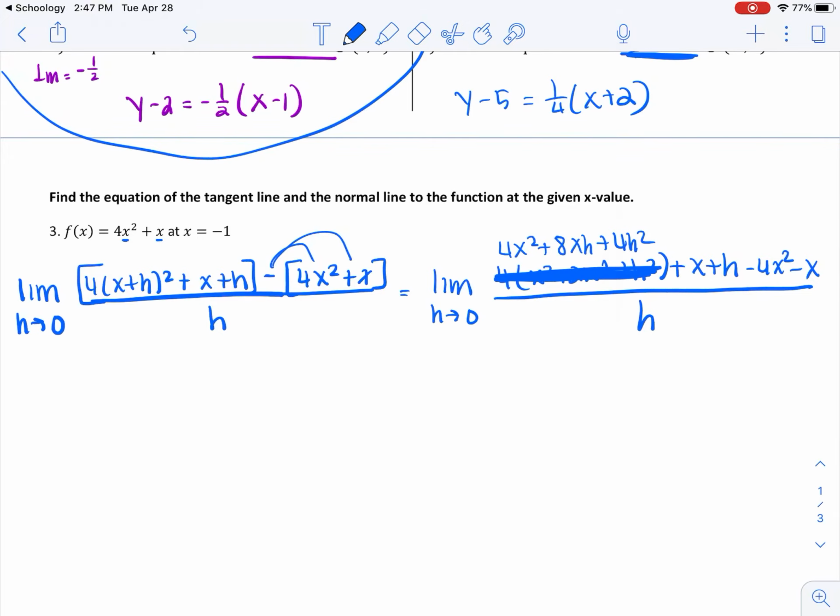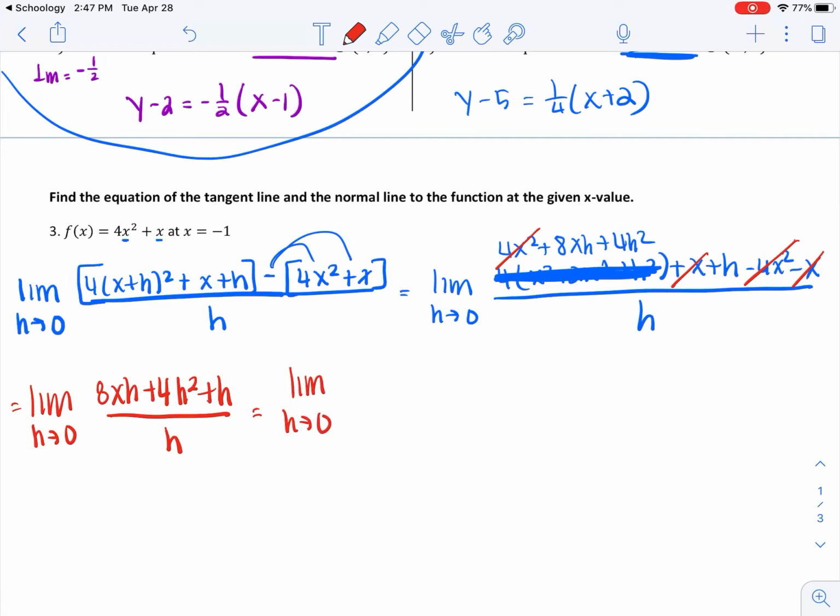And now I can simplify my numerator. So I have negative x and positive x. I have negative 4x squared and positive 4x squared. So now I have the limit as h approaches 0 of 8xh plus 4h squared plus h all over h. I'm going to factor an h out of everything in the numerator. So that's h times 8x plus 4h plus 1 all over h. Those cancel. And now I can plug in 0.